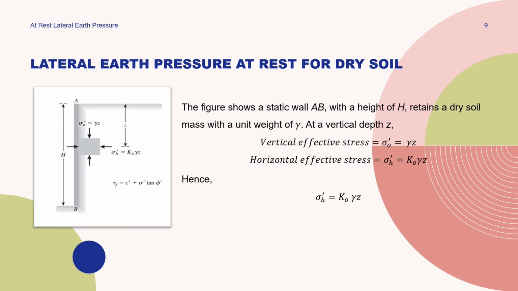So in addressing lateral earth pressure, there are two cases that I will be able to cover in this discussion: the lateral earth pressure at rest for dry soil, and the lateral earth pressure at rest for partially submerged soil. So going first to dry soil, in the figure we can see a wall AB with a height of H and a soil element at a depth of Z.